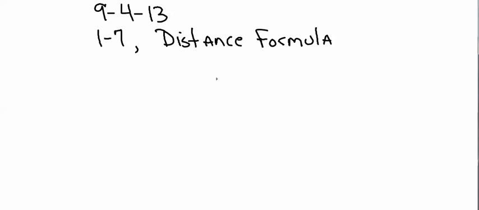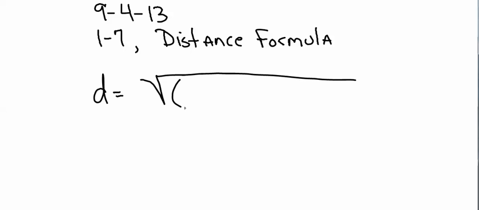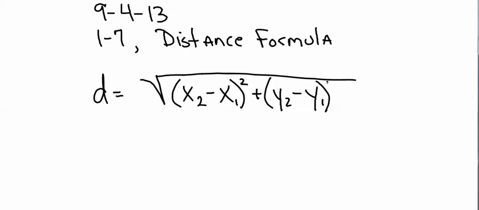Alright, the distance formula coming out of your book. The distance between 2 points is equal to the square root of x sub 2 minus x sub 1 squared plus y sub 2 minus y sub 1 squared.